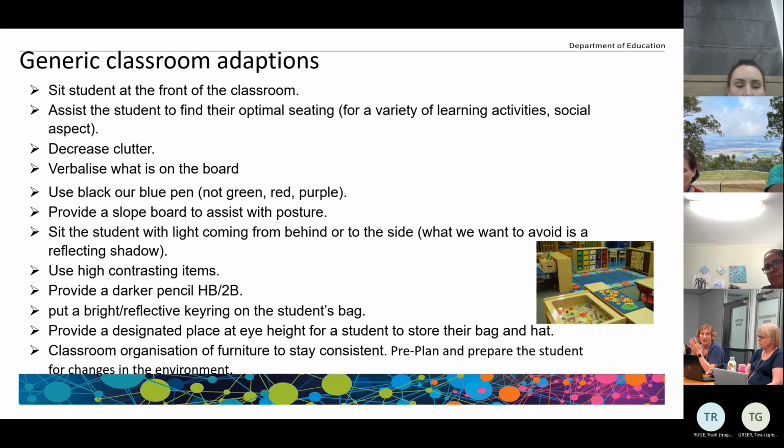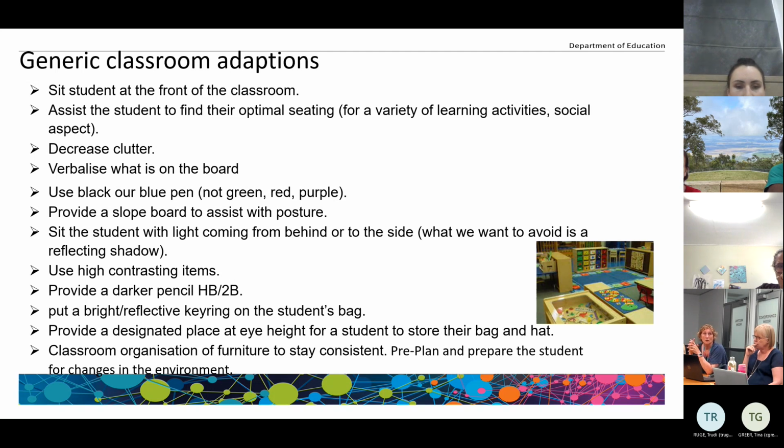Generic classroom adaptations. So you sit the student at the front of the classroom, or sit the student in the front when you're reading a book, so that they can access and see easy. Assist the student to find the optimal seating. So depending on the activity that you're doing, depends on where they might sit for best engagement in that activity. Decrease the clutter. So there's not things all over the place, and there's not so much for them to have to look at to find out what they're supposed to be doing.